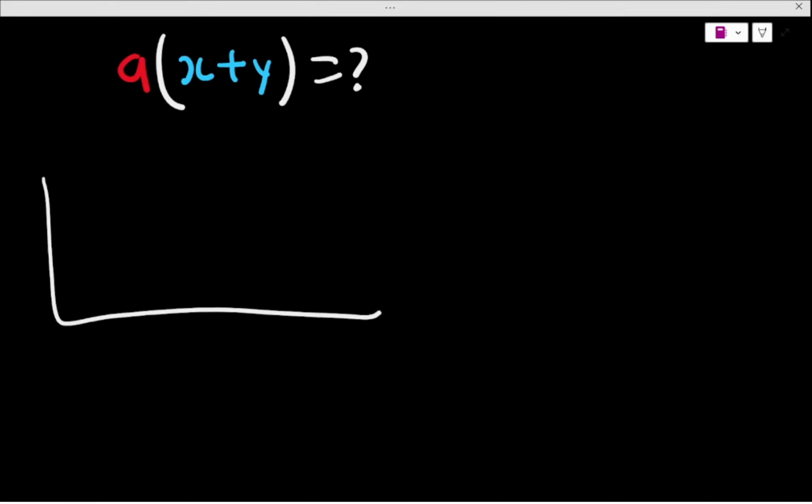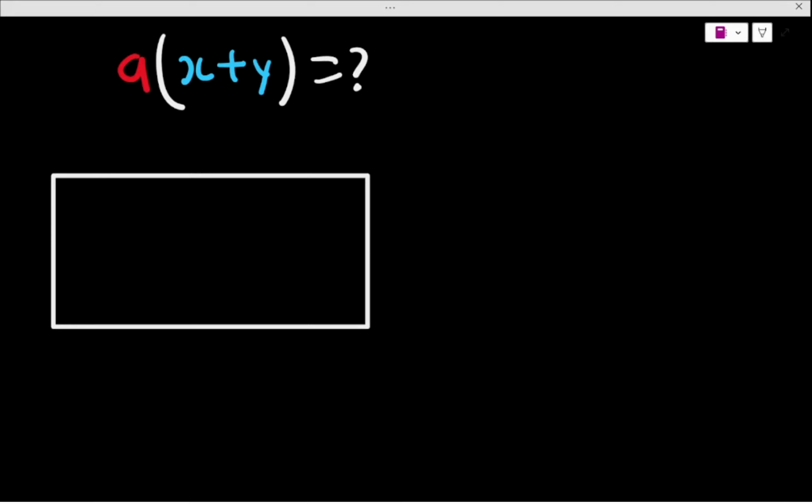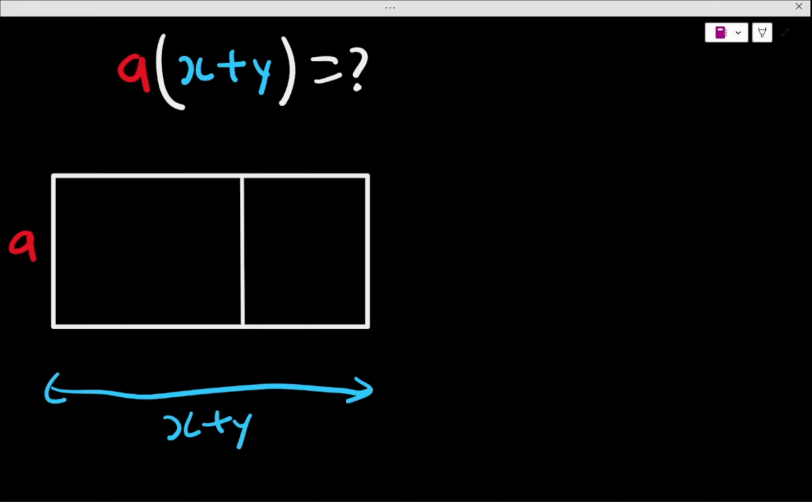Using the same analogy, let's draw a rectangle. This side right here is going to be a, while this side right here is x plus y. Let's break this rectangle into two pieces, something like this. So this whole length right here is going to be x plus y. But let's break it down into two pieces such that this side is x units long, while this side is y units long. We didn't change the area of the rectangle, we just broke it down into two pieces.